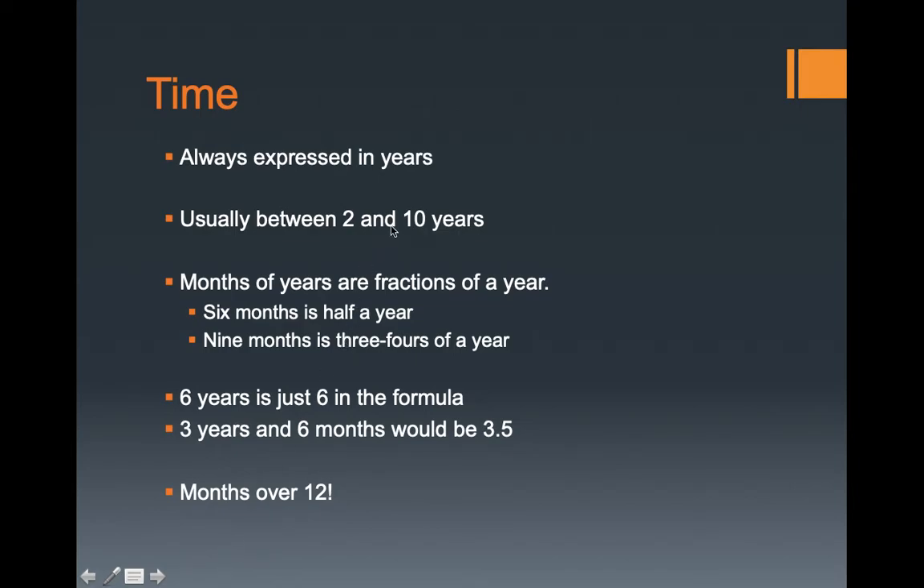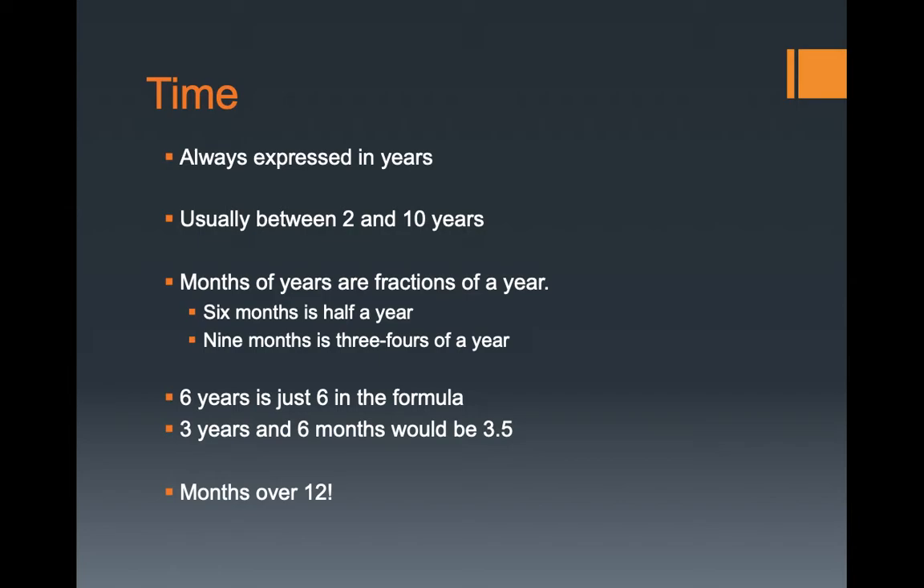Usually loans are somewhere between 2 and 10 years, except for home loans. Those are usually 30. If there are months in a year, those are usually fractions of a year. Remember that 6 months can be expressed as half or 0.5 of a year, because 6 months is half of a year. 9 months would be 3/4 of a year.